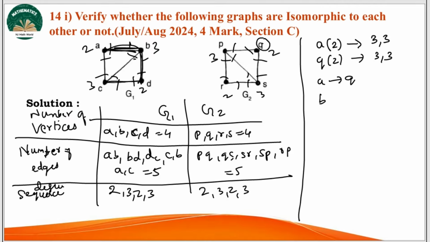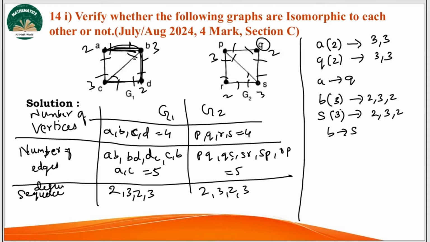Then take the second one. B has degree 3 and it is connected to vertices of degrees 2, 2, 3. Now let me take a vertex having degree 3. If I take S, it has degree 3, and the adjacent degrees are 2, 3 and 2. So B is equal to S.